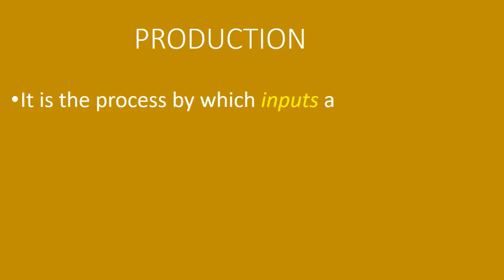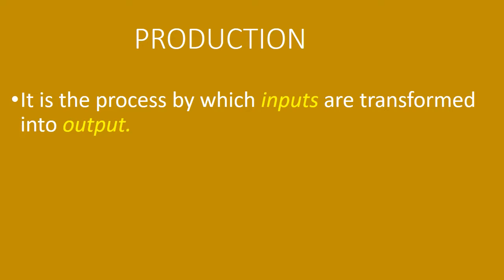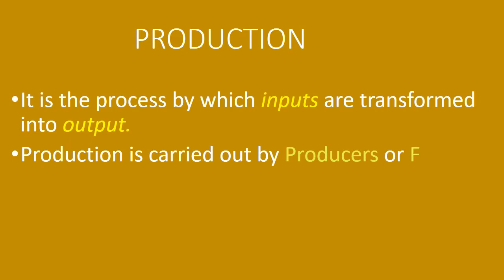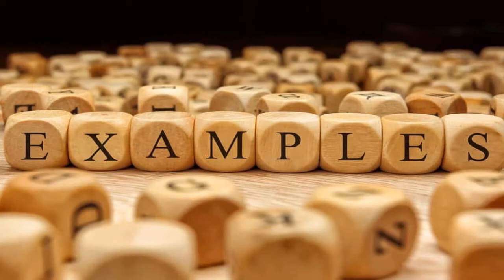Coming to the meaning of production. It is the process by which inputs are transformed into output. Production is carried out by producers or firms. Now let us try to understand this concept by few examples.